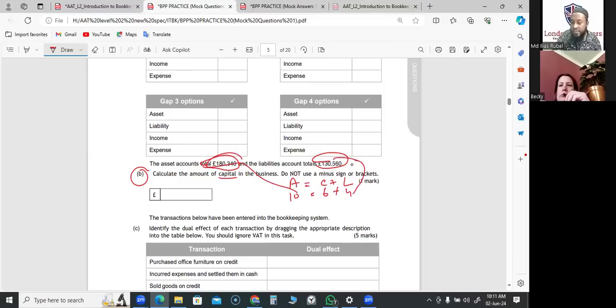So asset minus liability is also capital, isn't it? Asset minus liability is also capital. So what is the capital?